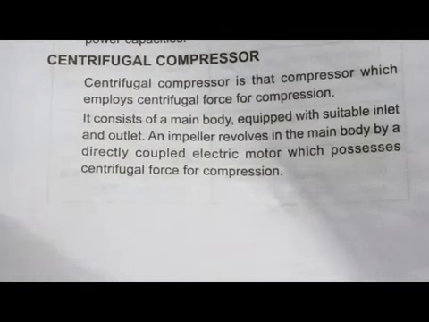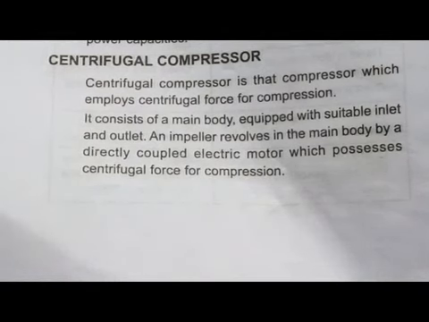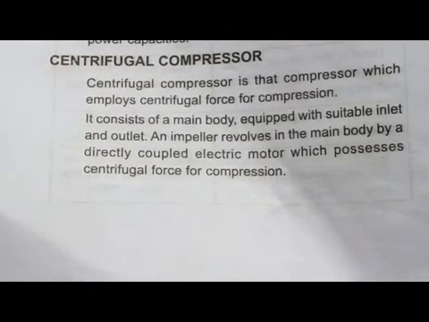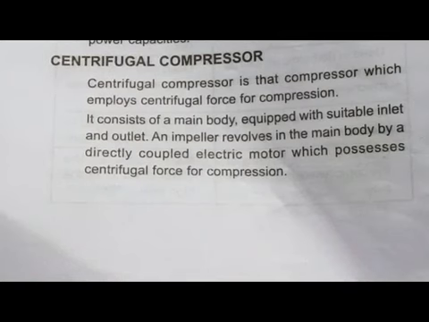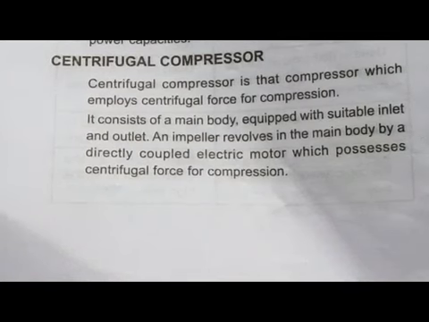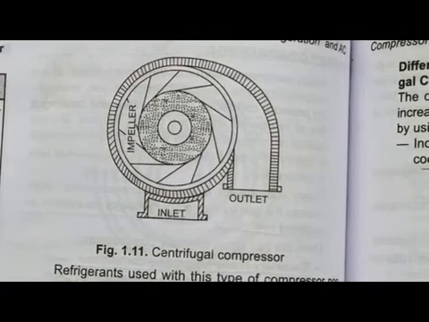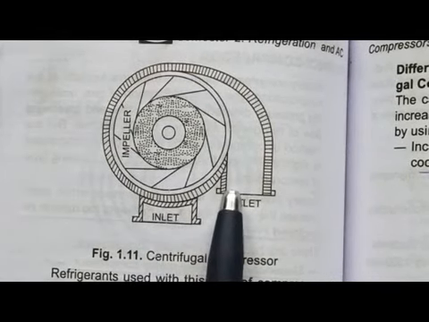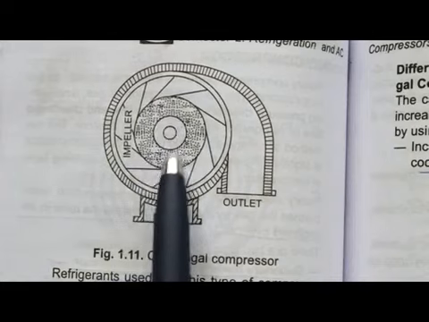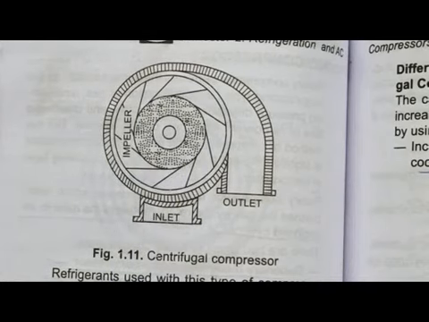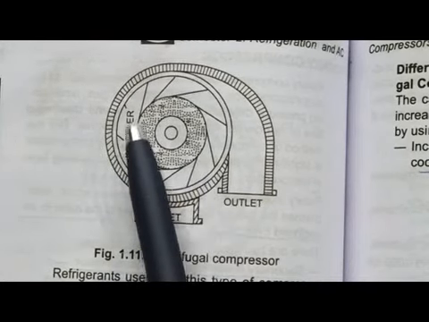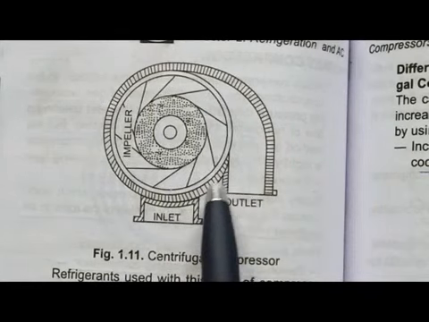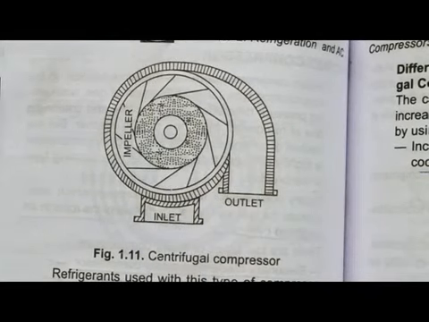Centrifugal compressor: we know that this is a widely used type of compressor, and it is used for large applications. This is a centrifugal compressor where you can see that this is the inlet and this is the outlet of the compressor. These are the impellers, and this middle portion is called the eye. After compression, the gas goes through this volute casing, which raises its pressure.